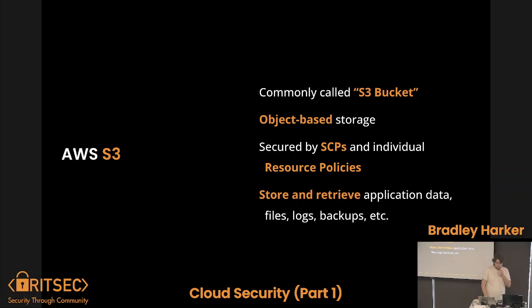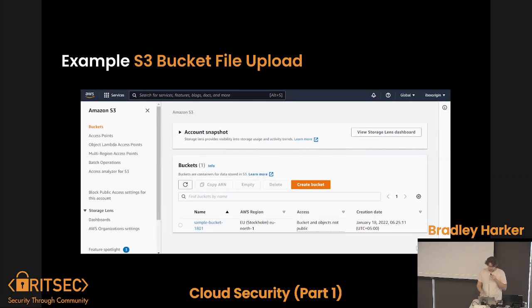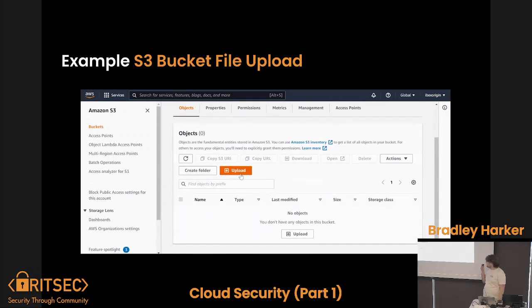It is what we call object-based storage. So you upload a file that is an object. These S3 buckets can be secured by SCPs as well as individual resource policies. Those are very similar to the SCPs, but we talk about restricting specific S3 permissions, such as upload file, download file, list file, etc. You can restore and retrieve application data, files, logs. This is basically for you to shove any data towards, it'll store it. It's very, very flexible.